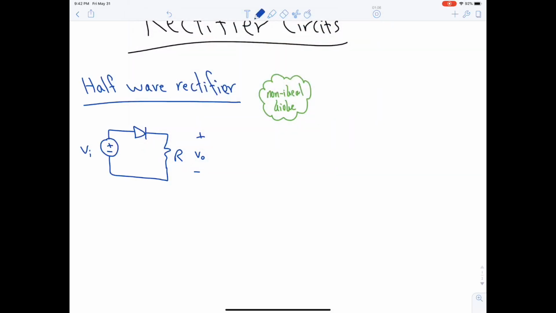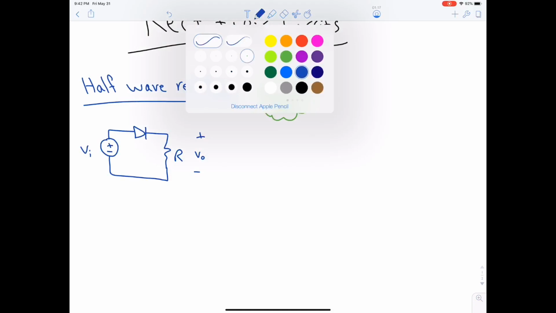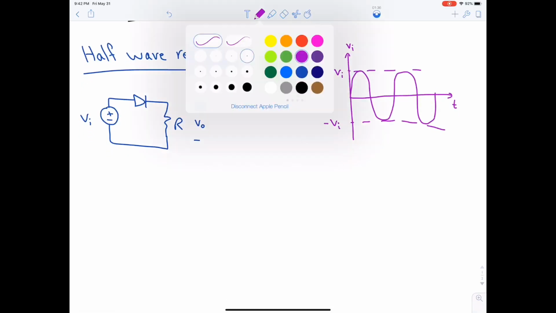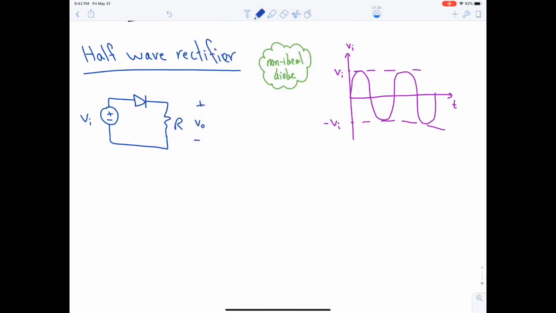Now we need to draw or sketch the waveform and the transfer characteristic. In order to do that, we need first to start with the reference. Let's draw the reference, time with respect to V input, and as a sketch, the peak values are Vi and minus Vi. Then we have to mention the two cases: if Vi is positive and if Vi is negative.